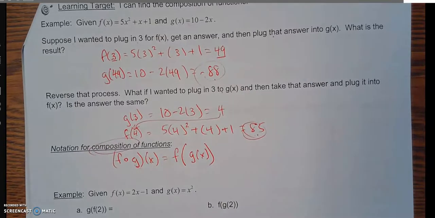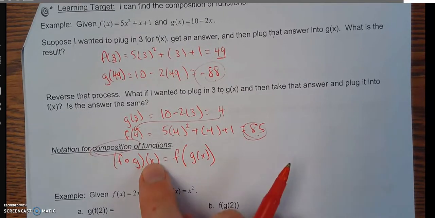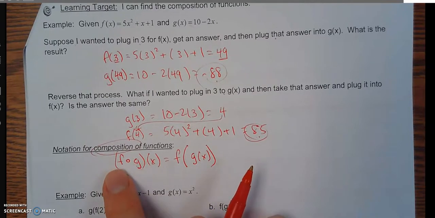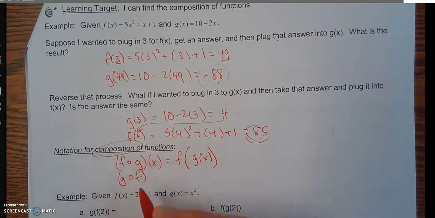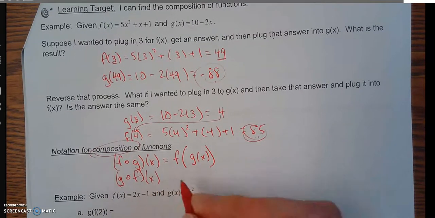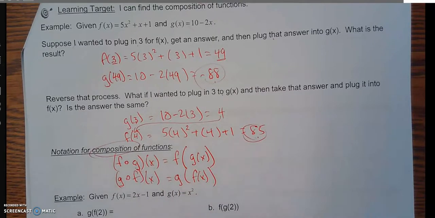That's probably the easier way of writing that. I think this makes more sense. If I put a number here, it would say plug it into g first, get an answer, then take that answer and put it into f. We could also reverse that. We could say g of f, or g composed with f. It's two ways of saying it. So this would be g of whatever f of x is. Whatever you get when you plug it into f, get that answer, plug it into g.